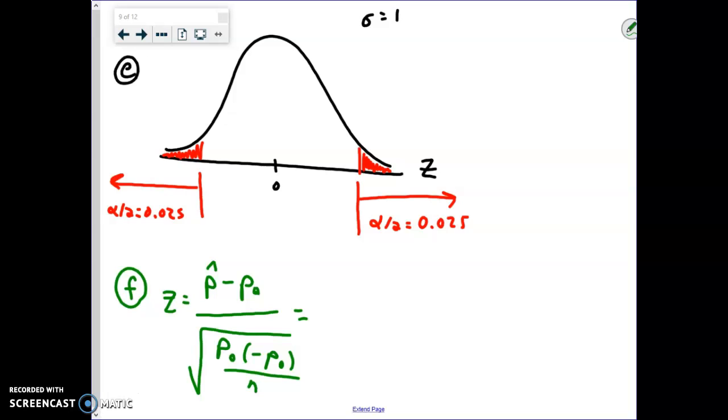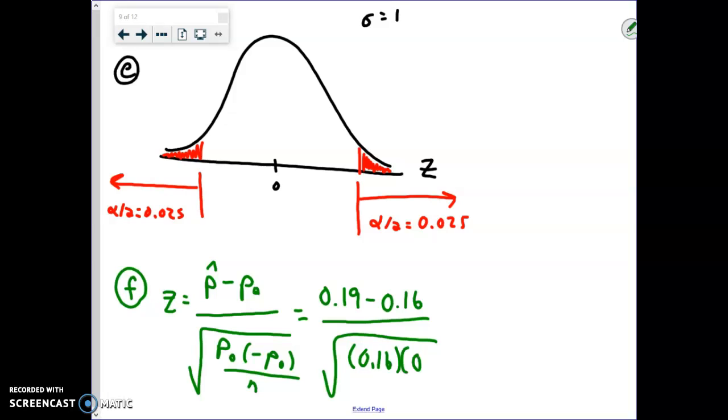So we put in p hat, our proportion of green from our sample, minus our hypothesized proportion of green, all over. Now here's where you got to be careful. We're going to use the 0.16 from the null hypothesis, the proportion hypothesized to be green, times 0.84. Sorry about my writing there. Let's do this. All divided by your sample size of 100. Now, be careful with your calculations, remember, don't round till the very end. And then we actually get a test statistic of 0.818.